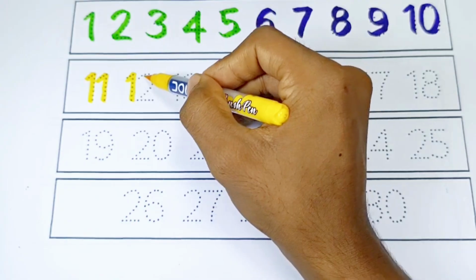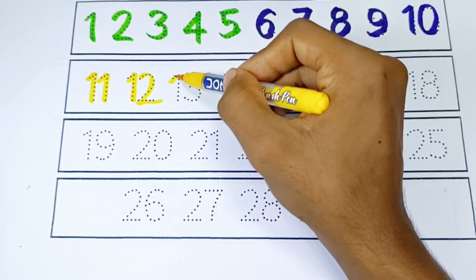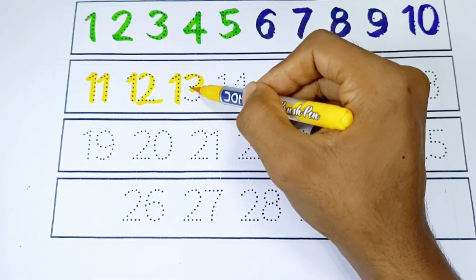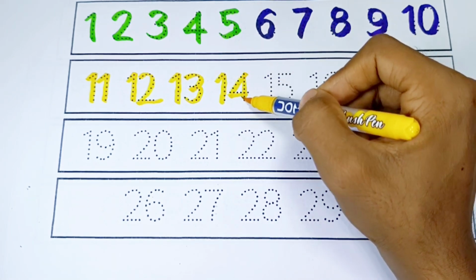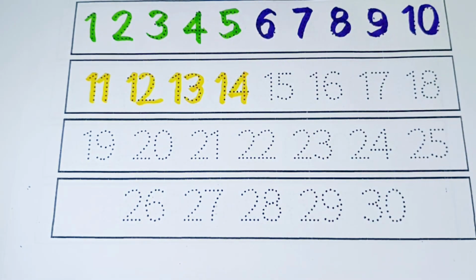11, 12, 13, 14. Kids, now you draw 15 and use orange color.